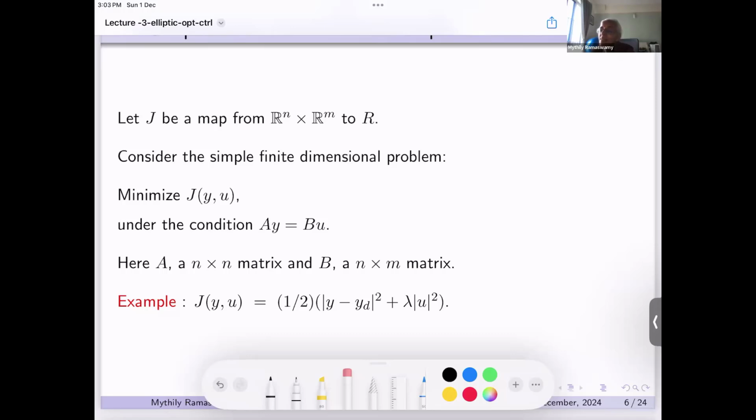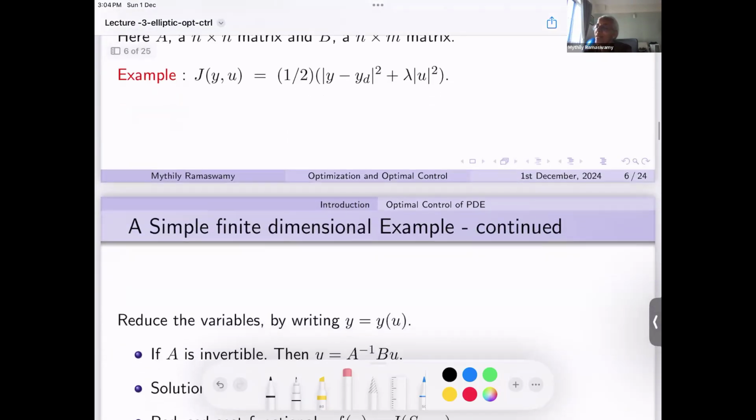See, what we have done is instead of the PDE, I'm substituting it by a matrix equation. The idea is the matrix operators are all finite dimensional operators, and it is easier to calculate the derivative. And this same thing we will try to put in infinite dimensional operators when we are dealing with the Laplacian. Now my example is J(y,u) = 1/2 ||y - y_d||^2 + (lambda/2)||u||^2, where y is an R^n vector, y_d is the given R^n vector, u is an R^m vector. So it's a simple finite dimensional example.